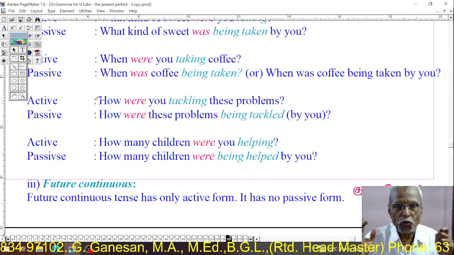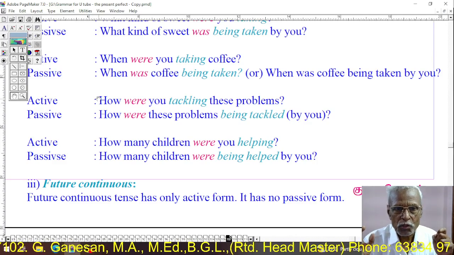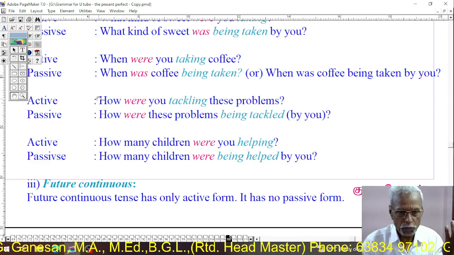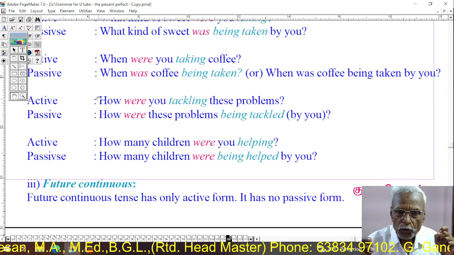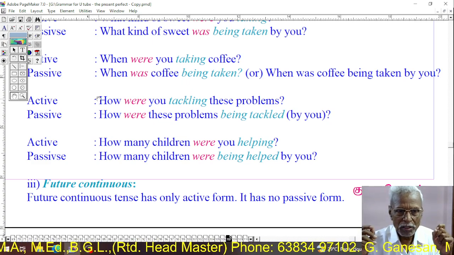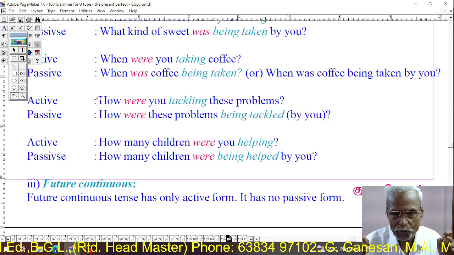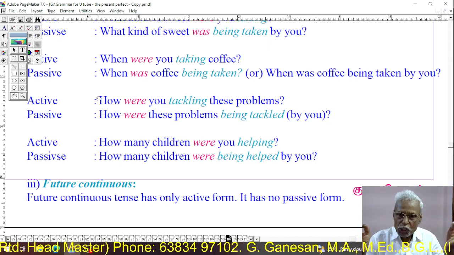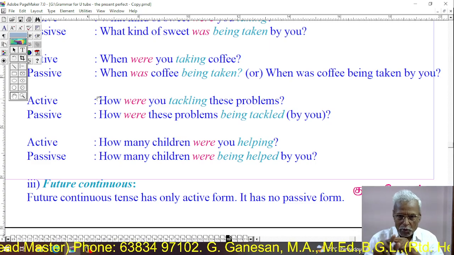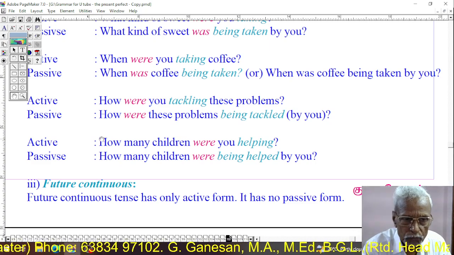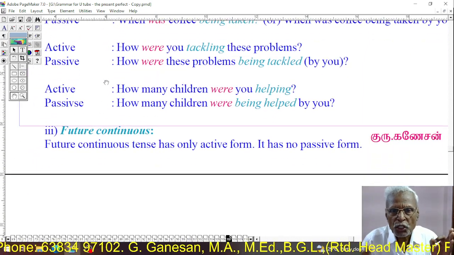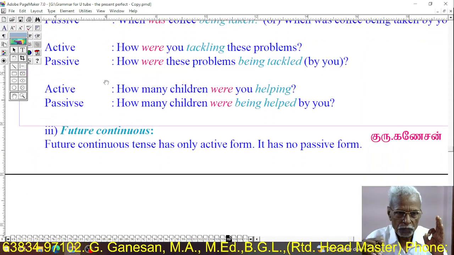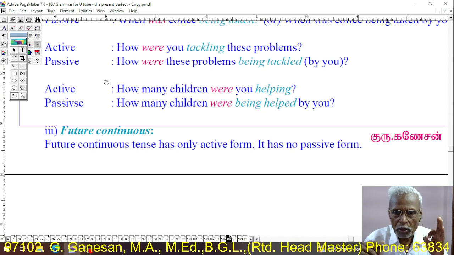When were you taking coffee? When was the coffee being taken by you? How were you tackling these problems? How were these problems being tackled by you? How many children were you helping? How many children were being helped by you?